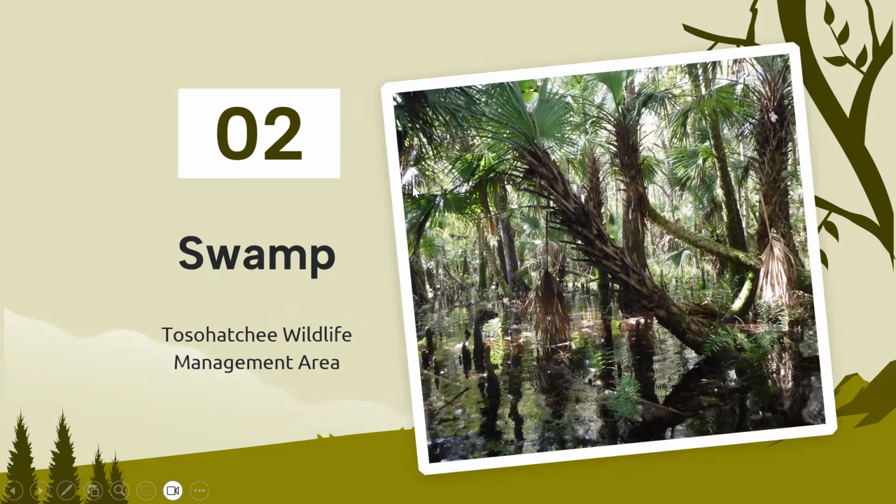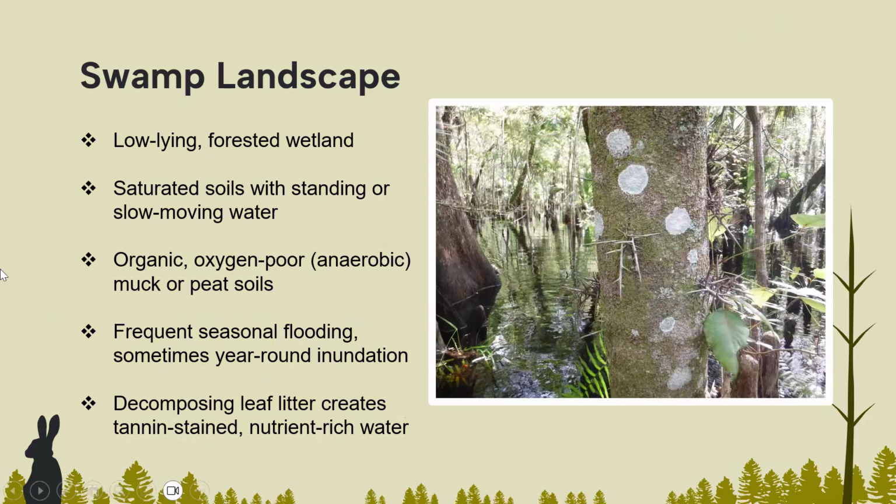Up next is the swamp. We went to Tosohatchee Wildlife Management Area and got very, very wet in this swamp, but really, really cool park. Swamps are composed of saturated soils with standing or slow moving water. It has organic, oxygen poor muck or peat soils, frequent seasonal flooding, and sometimes year-round inundation, although I'm pretty sure this area has seasonal flooding based off all the insects that we saw.